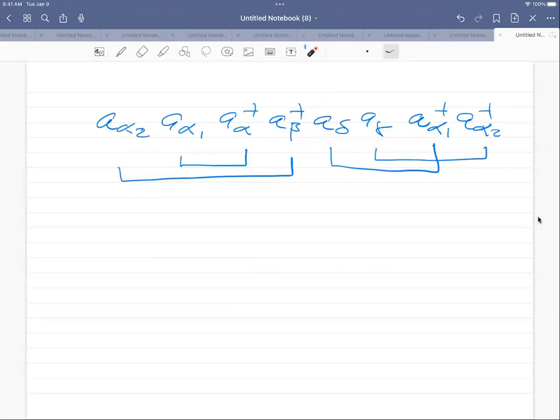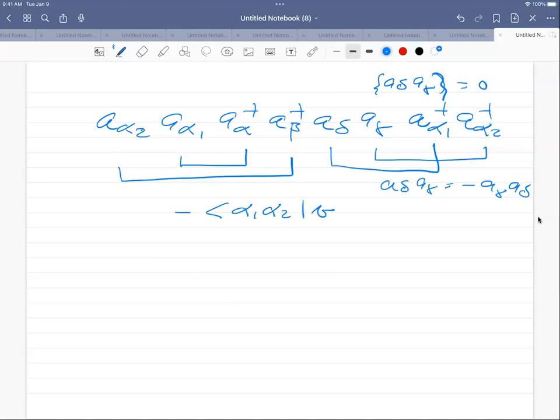And that gives rise to a minus sign, because you remember that the anti-commutation rules say that A delta, A gamma is equal to 0. So that means that A delta, A gamma is equal to minus A gamma, A delta. Okay, so when I do that, I get a minus sign. The other one stays as before. So this is going to give me a matrix element which goes like minus, and I have an alpha 1, alpha 2 of V, but now I have an alpha 2 of alpha 1.